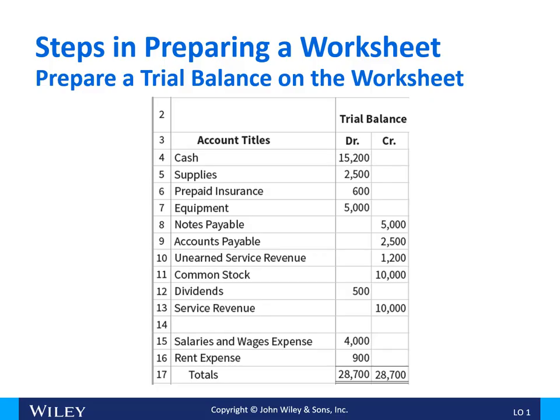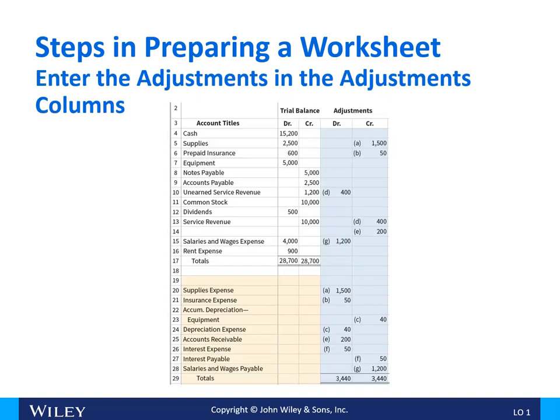So if this is our trial balance, we have the accounts listed, we have the debits listed, the credits listed, and debits equal credits. When we do the adjustments, we can add those to the next two columns, debits and credits for the adjustments. And you'll notice in this case we have additional accounts at the bottom that were not part of the unadjusted trial balance because they didn't have a balance in them until we did the adjusting entries.